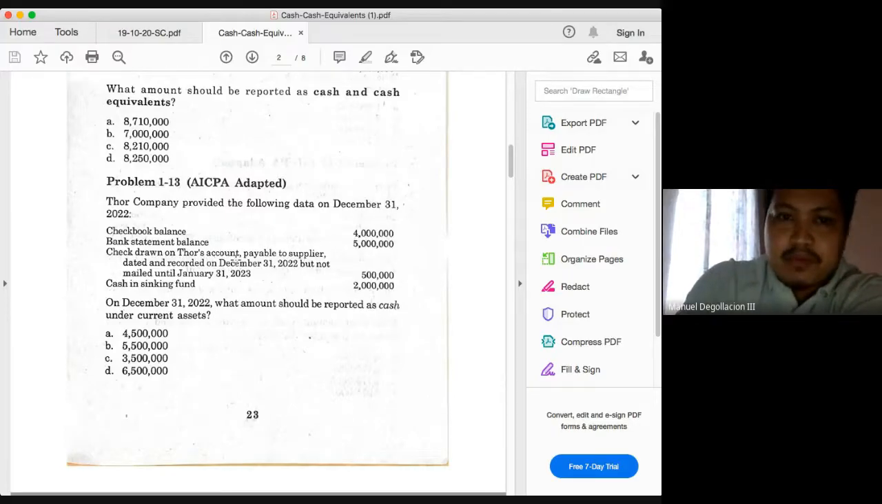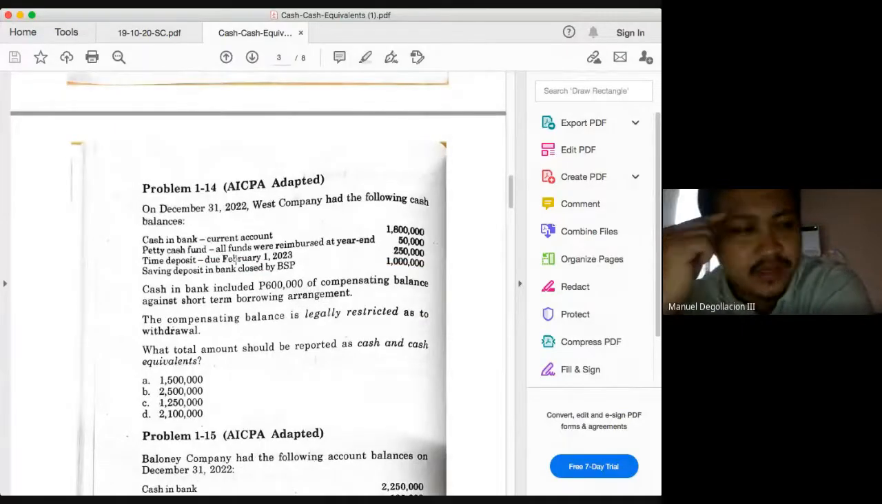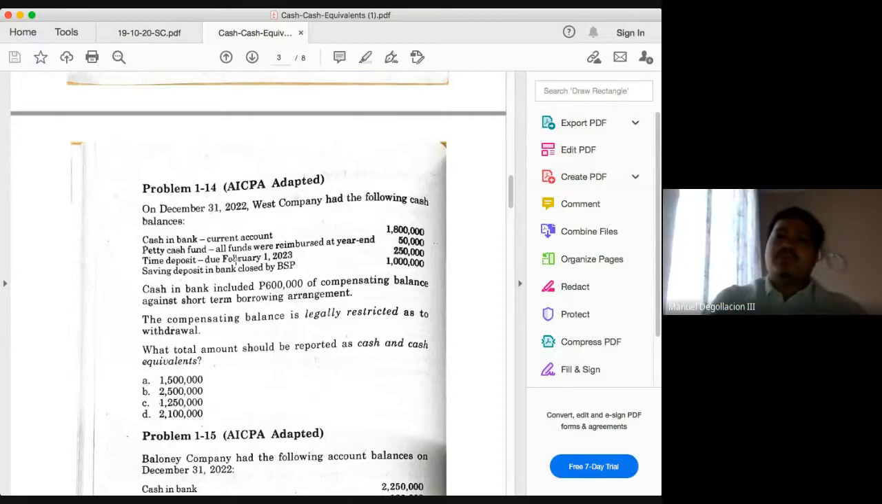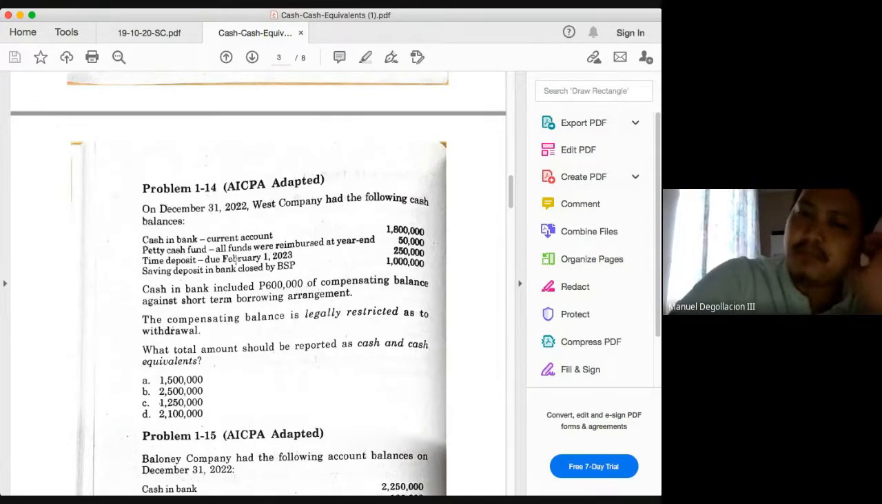Let's proceed to problem 1-14. What total amount should be reported as cash and cash equivalents? On December 31, 2022, West Company had the following cash balances: cash in bank current account, 1,800,000 included. Petty cash fund, all funds were reimbursed at year end. So that means the actual cash that is in our petty cash fund is still 50,000. Time deposit due February 1, 2023. This would be part of our cash and cash equivalents. Saving deposit in bank closed by BSP, 1 million, not included.